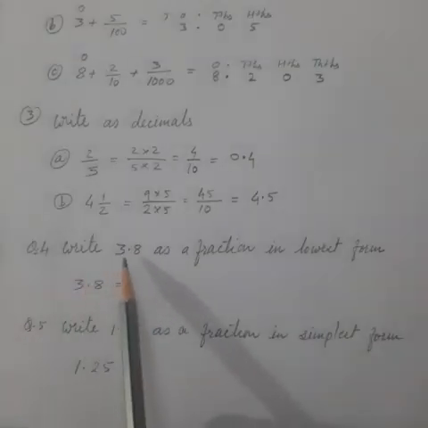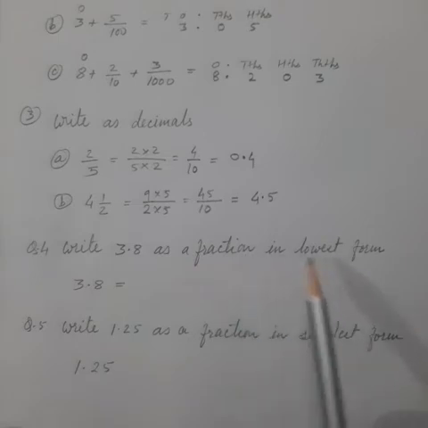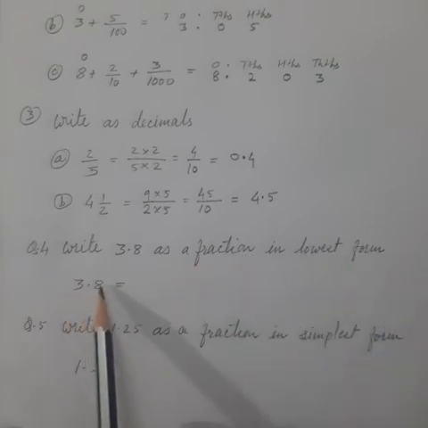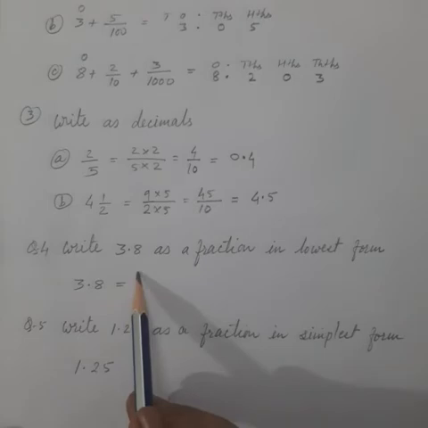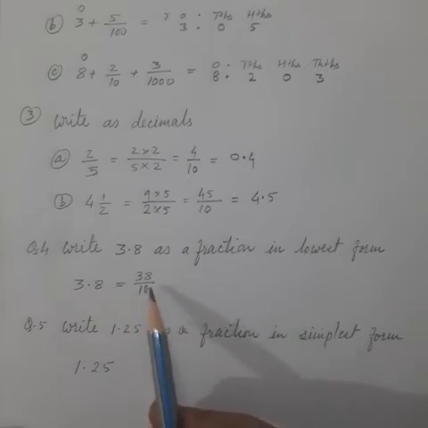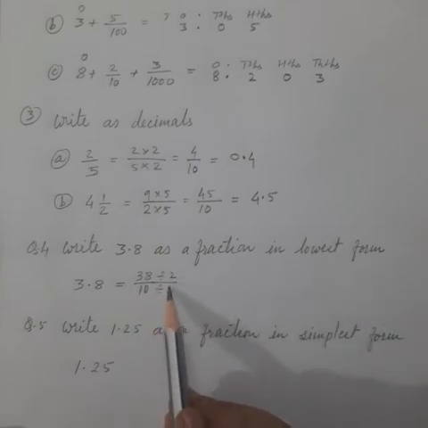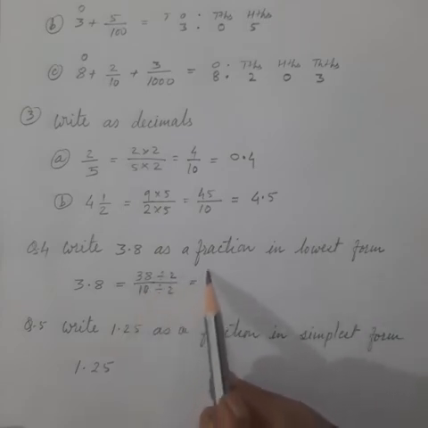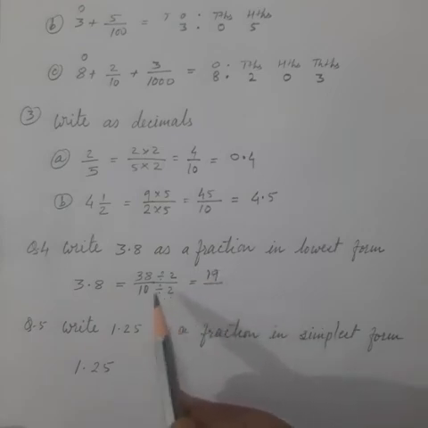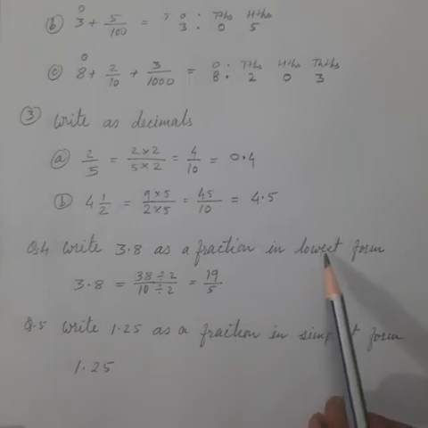Question 4. Write 3.8 as a fraction in lowest form. 3.8. It means 38 tenths. There is only one digit after decimal point. Now find out the lowest form. Divide both numerator and denominator by their HCF. HCF is 2 here. Divide 38 by 2. 19 2s are 38. And divide 10 by 2. 2 5s are 10. So the required simplest form is 19 by 5.